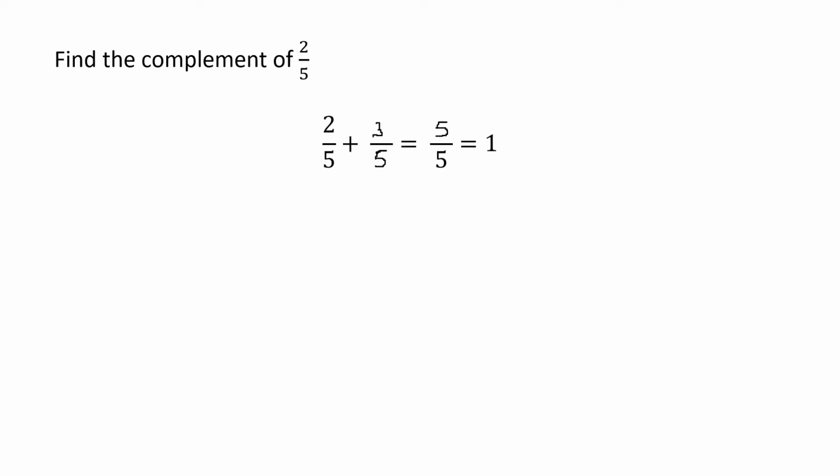And again, using the second method from the previous slide, I could start with my 5 over 5 once I'd filled in this number, subtract from that 2/5, and that will leave me with 3/5. So 3/5 is the complement of 2/5.